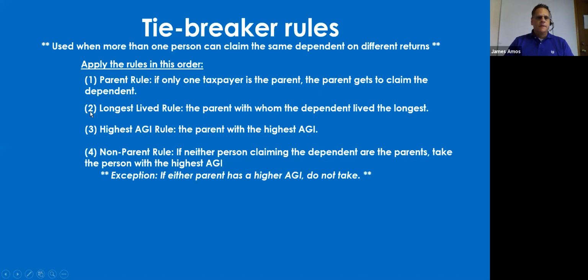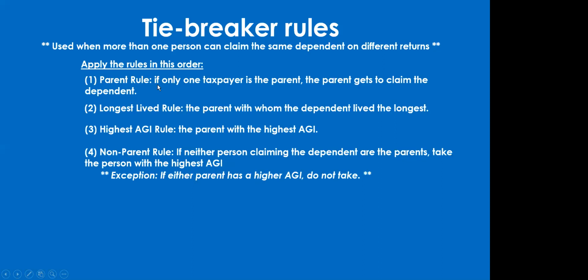All right. The second rule is the longest lived rule. That means the parent with whom the dependent lived the longest. So let's come back to the parent rule, the first one. Let's say grandma and mom are both trying to claim Johnny. Who is the IRS going to give Johnny to on the tax return? Mom, because she's the only parent.